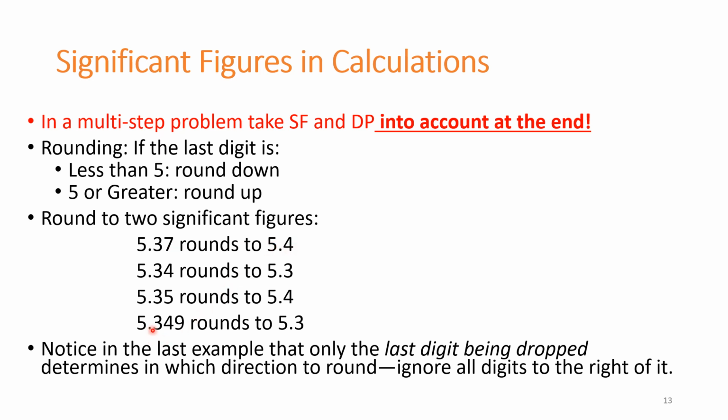Now in this last example, you only look at the digit to the right of the last one that you want. So we know we only want 2 sig figs. We're going to have to keep this number. What we're rounding is somewhere over here. You're not going to look at the 9, you're going to look at that 4. So you ignore that 9. You look at whatever's next to the last one that you need. So that's why this rounds to 5.3, and you ignore that 9.